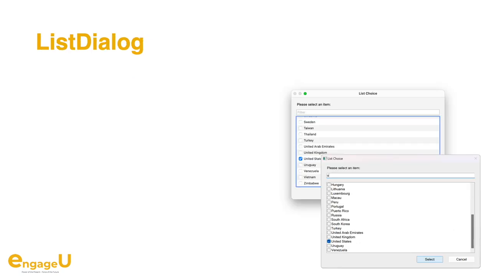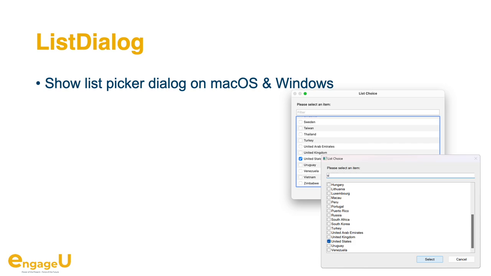Then we have functions for list dialogs. Whenever you need a picker for someone to pick a few things from a list, you can show such a dialog. And in the last year, we added checkboxes. So you can have a long list of things. People can use checkboxes to mark which ones they like. There's a search box so people can search for items. And you can customize the dialog a little bit. For example, you can have several columns if you like.